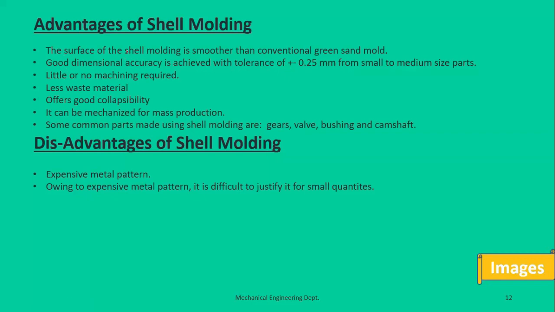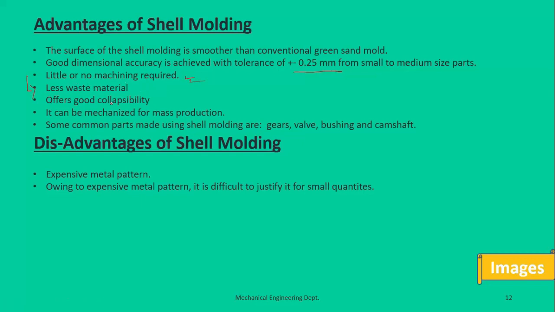Second one, because of this smoother surface, we have a good dimensional accuracy, and we can have tolerance as low as 0.25 millimeters for small to medium parts. And because of this good dimensional accuracy, there is little or no requirement of machining after the casting process. And as we don't require any machining, there is no waste material as well, because once you perform the machining, we are removing some extra material and it is removed as waste.